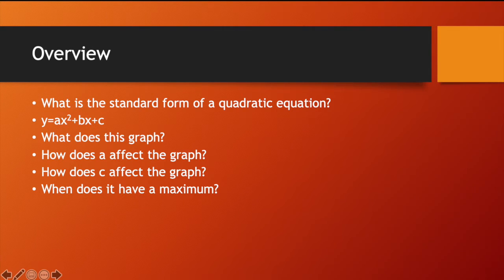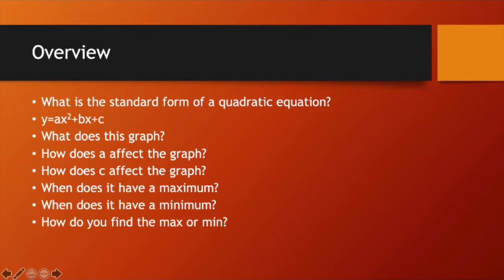When does this graph have a maximum? When it's frowning, when it's upside down. So when does it have a minimum? When it's smiling, when a is positive. It has a minimum when a is positive and it's smiling, correct? Yes.